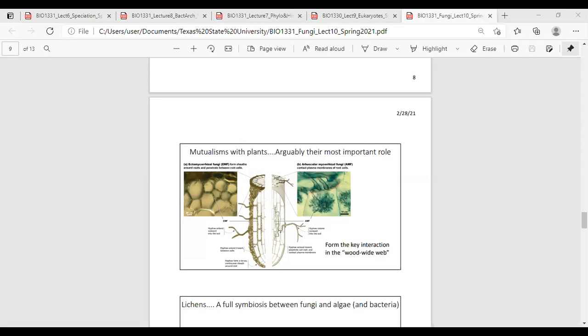And heterokaryotic just means that the cells have more than one nucleus. That's just the definition of that.